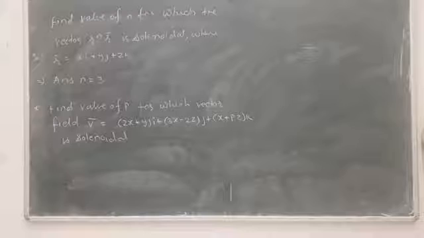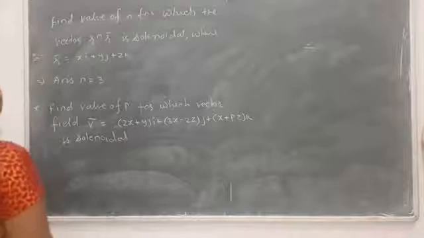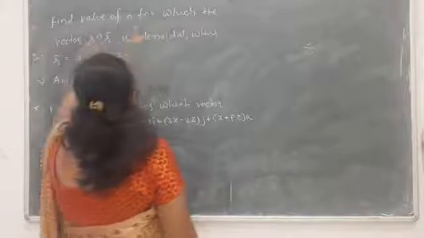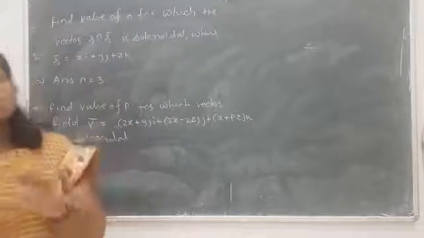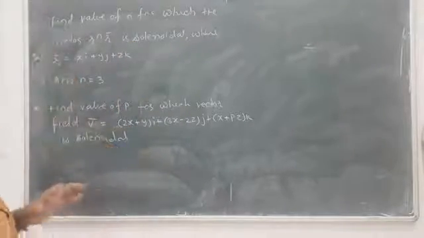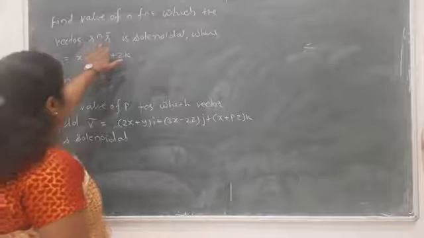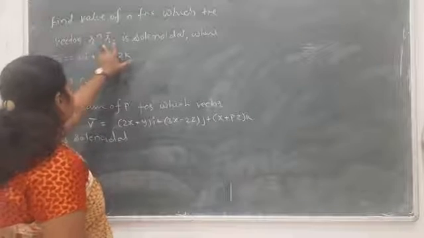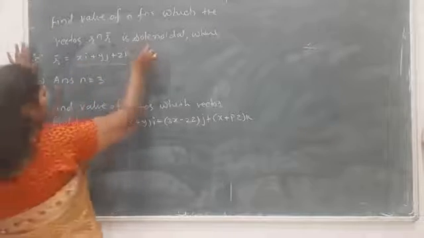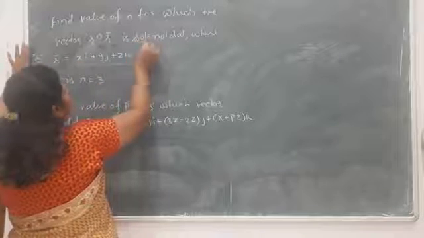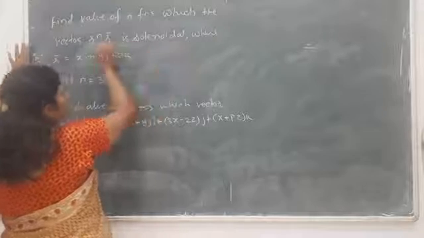Here I have written two problems for your homework. One is to find the value of n for which the vector r raised to n r bar is solenoidal. We have already seen how to calculate the vector r raised to n r bar in the last problem. So you have to again write the value of that same vector. Again the value of r bar is given. Now here we have given that the vector is solenoidal.